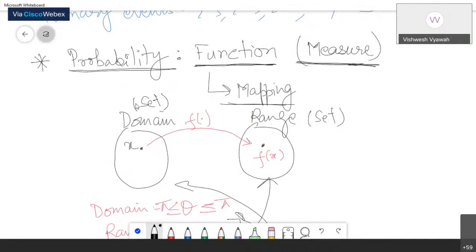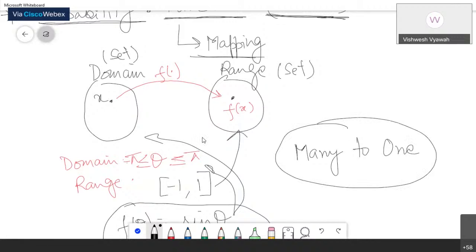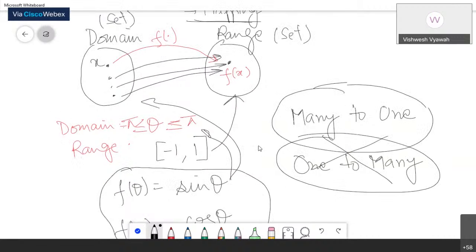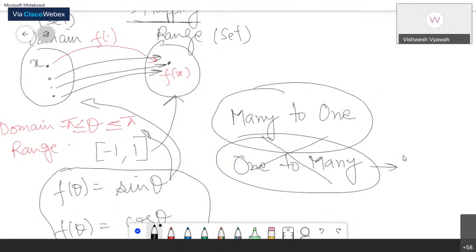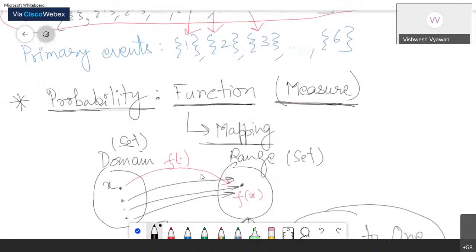So in a similar way, we are going to define this probability as a function, or as a mapping. Now, a very important thing here is that the mapping can be many to one. Many to one means there might be a lot of elements present here which will map to a single one. But one to many is not allowed. You don't talk about one to many functions, which are known as multi-valued functions. Okay, so let's leave this mathematics slightly apart. We are talking about probability.